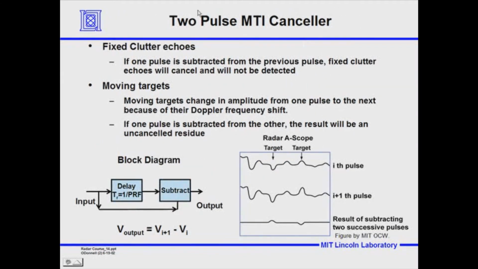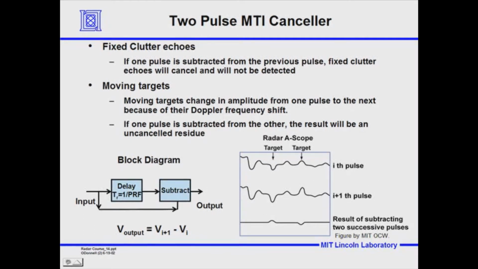Now let's look and see how the simplest 2-pulse MTI canceller works and what it means. Let's consider we have fixed clutter echoes. If you think out there in space, you've got a mountain. It's just out there. It's not moving. Big rocks. Think of a big chimney from a power station. And you send a pulse out, it'll reflect off that big chimney or power station. It's fixed. There's no Doppler shift. Send out another pulse. The clutter is fixed.